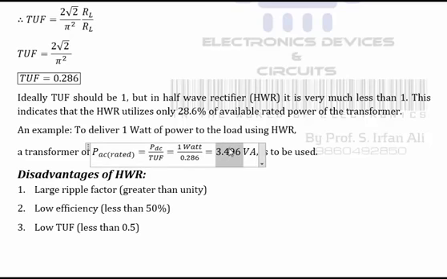Unless we have this much value, we cannot transfer 1 watt of power to the load side, because it only transfers 28.6% of the power of this 3.4. So this TUF is helpful in designing the rectifier circuit. If you know the utilization of power at the output side, and you know which rectifier you are using, then you can calculate the power that should be available with the transformer. So if you purchase a transformer of 3.496 or higher VA rating, then it can easily transfer 1 watt of power to the load side.